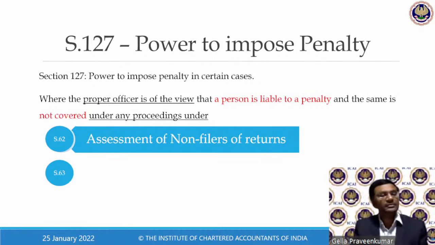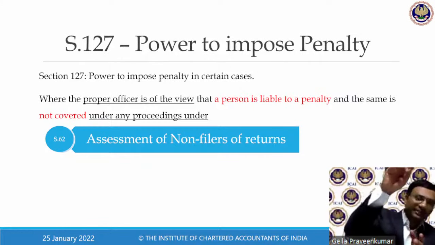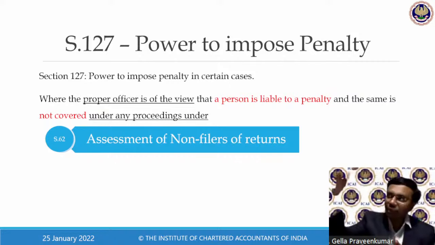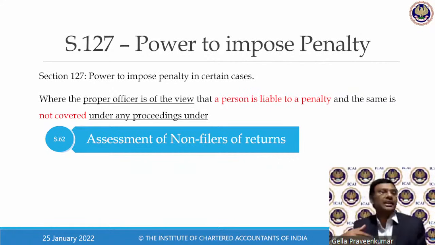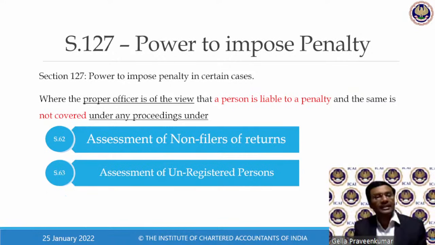What it says: what if there was an assessment of a non-filer, a person who was to file a return but did not file? A penalty can be imposed under 122 but was not imposed. Then the officer can invoke section 127 and say, my dear assessee, there was a show cause notice issued, but erroneously a penalty under section 122 has to be levied, for 10,000 or tax amount whichever is higher. He has forgotten. Now I will invoke a provision under 127. Section 63, assessment of a non-registered person: tax alone was demanded, interest alone was demanded. Penalty was missed out. I can invoke 127.